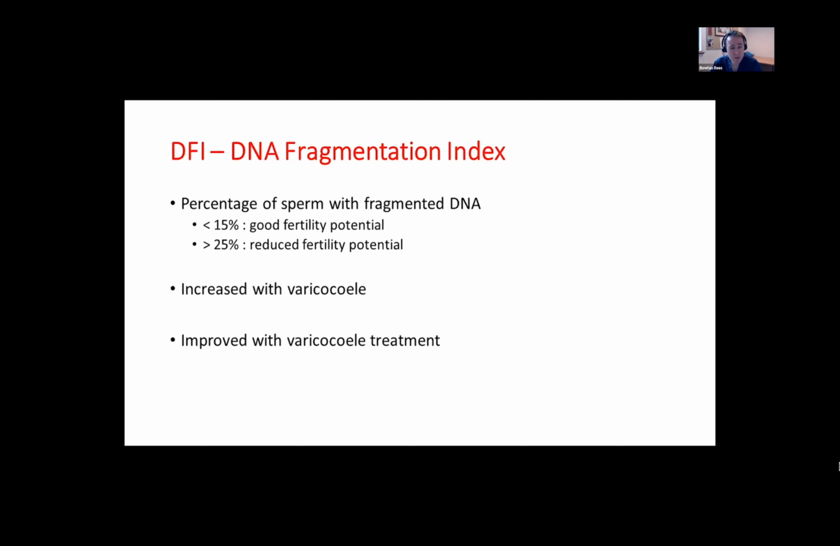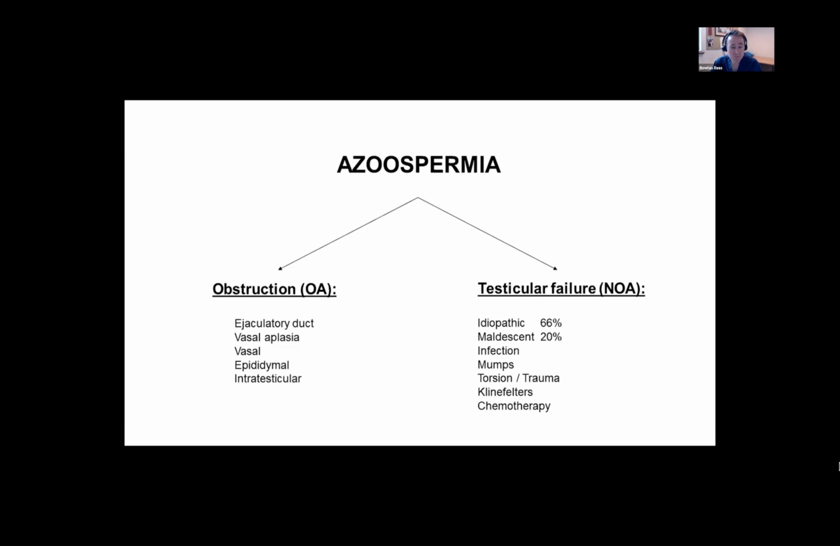Another investigation that is sometimes used, certainly not routinely, but it is available and can sometimes help, is the DNA fragmentation index. This tells us what percentage of sperm have fragmented DNA, and less than 15% generally equates to reasonably good fertility potential, whereas over 25% means reduced fertility potential. And the relevance of this mostly is in association with varicoceles, which increase the DFI, and there are some papers describing improvements in DFI with varicocele treatments.